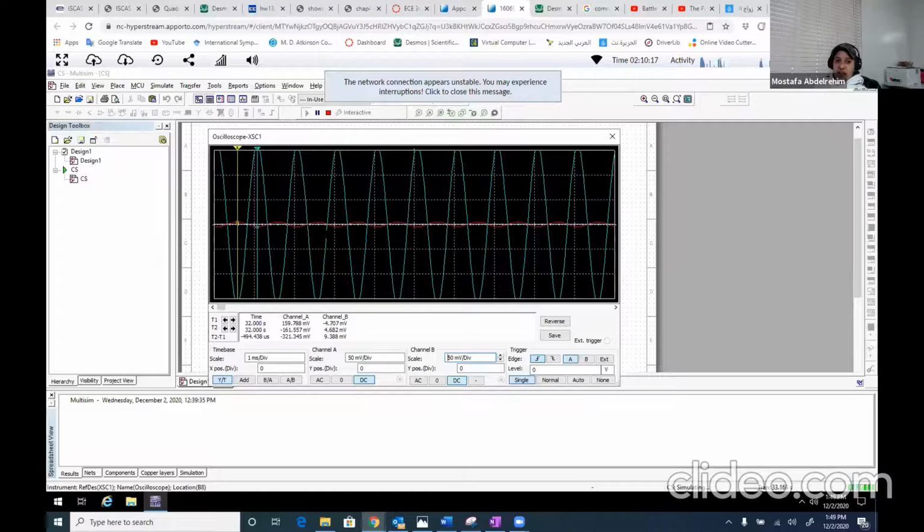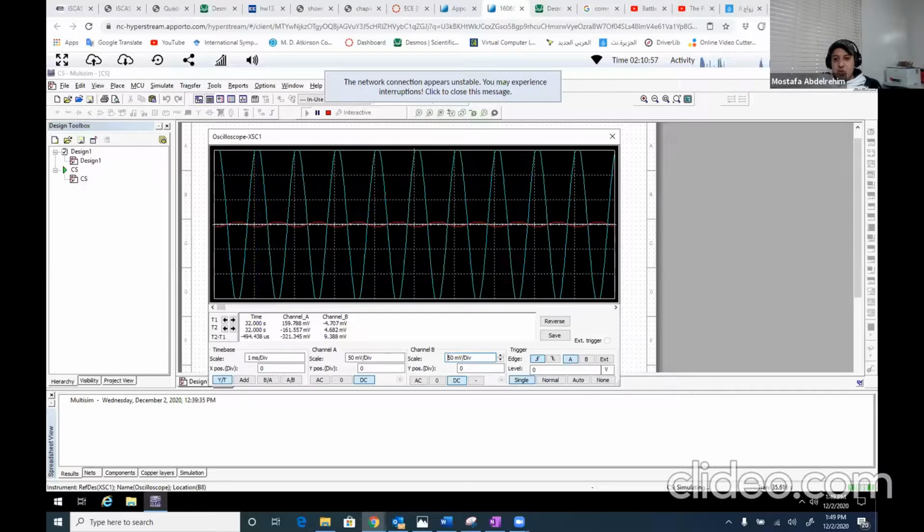And let's verify AV. AV should be 17.6, right? So the output peak to peak is, let me do it very quick with you, 321.345 millivolt over 9.388. It is 34. Looks like we made some mistake with GM, I think. Yeah, I have a mistake with GM.